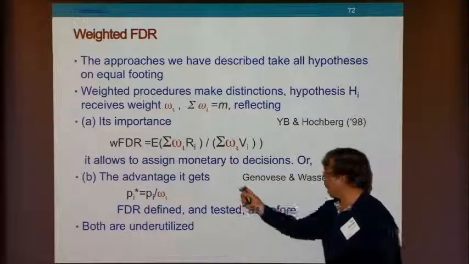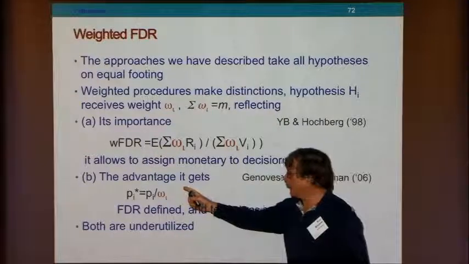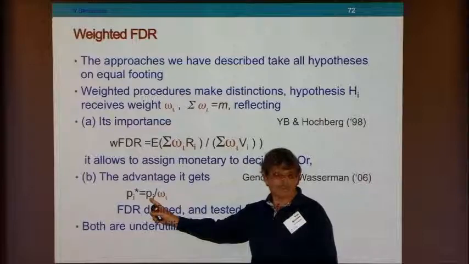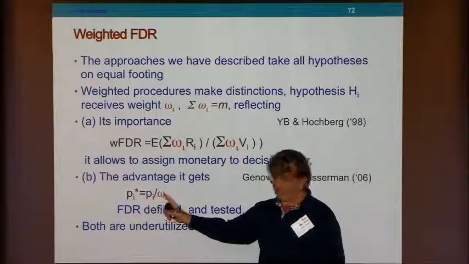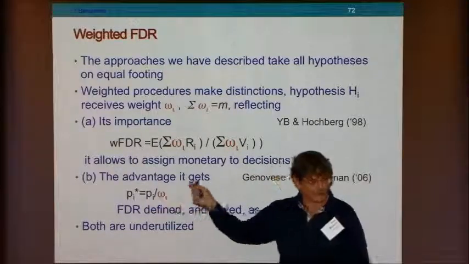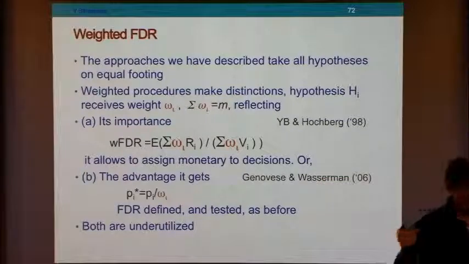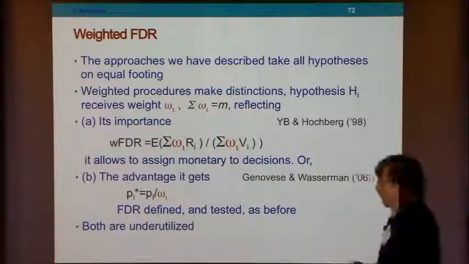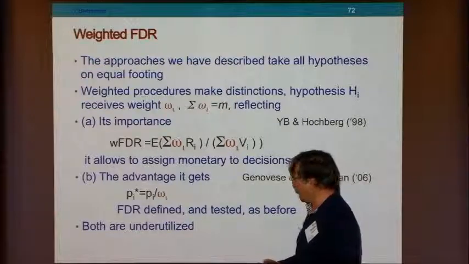The other one is by Genovese and Wasserman. You give advantage to each hypothesis by taking its p-value and dividing it by its weight. So the weight can be bigger than 1, and you just lower the p-value. I mean, you really give it advantage. Of course, it has to come at the expense of other hypotheses that will have weight less than 1, and so they will be at a disadvantage in being discovered.